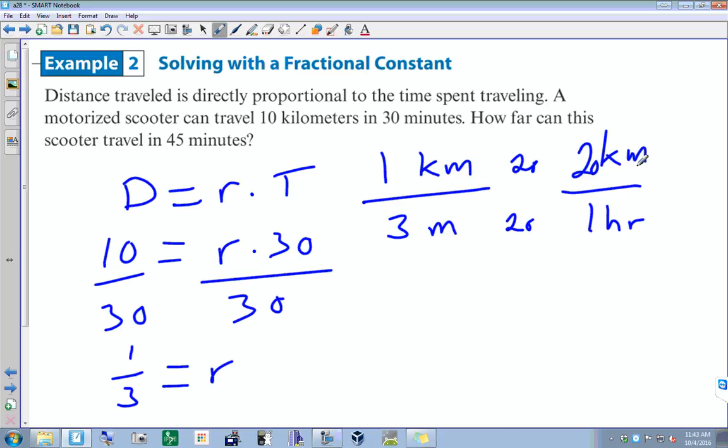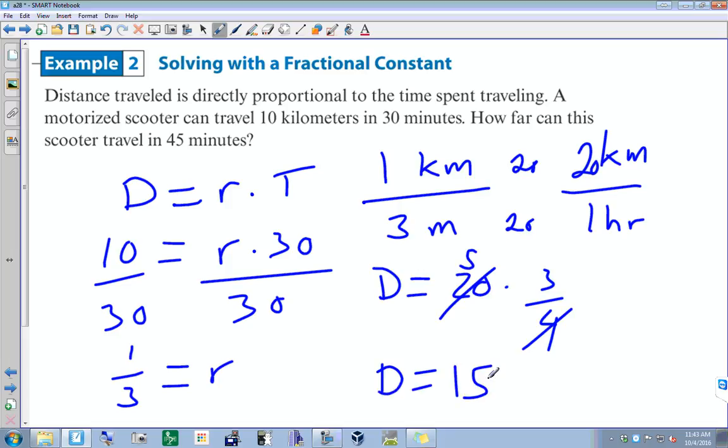Well, if I'm going 20 kilometers per hour, so distance would be equal to 20 kph, right? What is 45 minutes of an hour? How much? 3/4. So we multiply it by 3/4. Well, that goes into there, and I get 5. 5 times 3 is going to be 15. So that means I can get to go 15 kilometers.